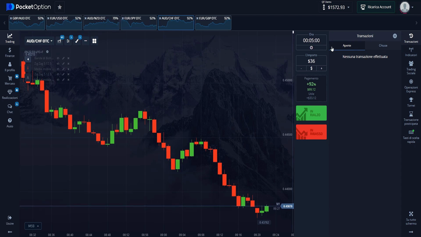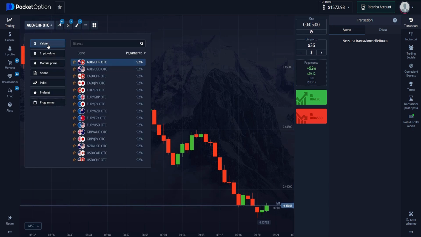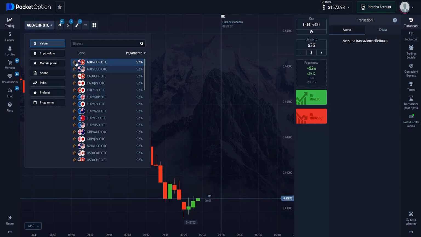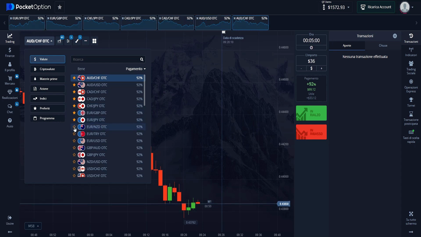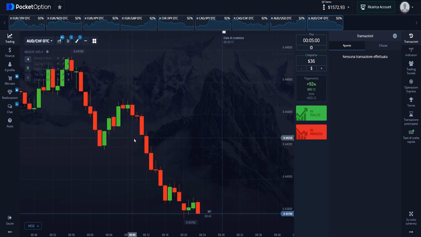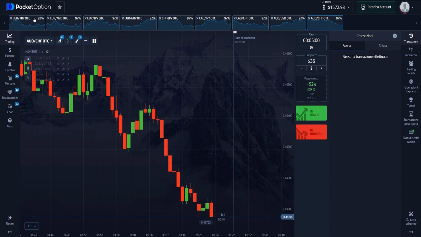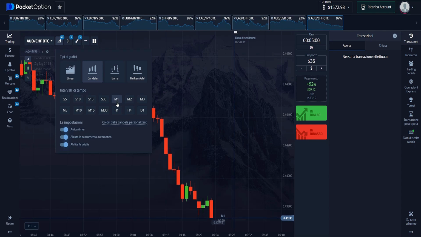To prepare the graph, we access the settings. We choose currency pairs that have a good payout. Japanese candlestick chart. We adjust the duration of the candles, for example, 1 minute each.